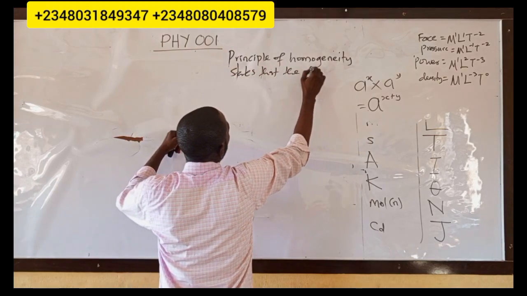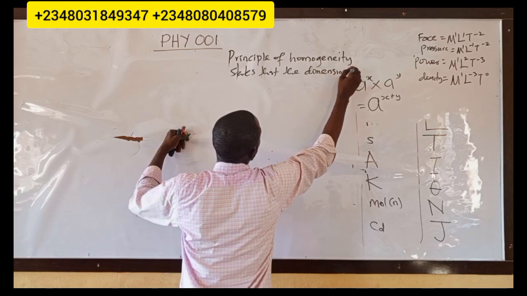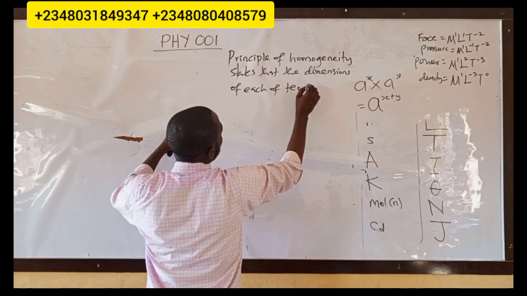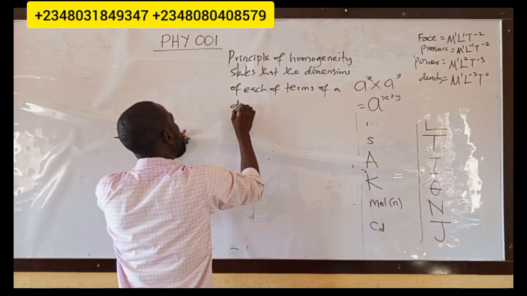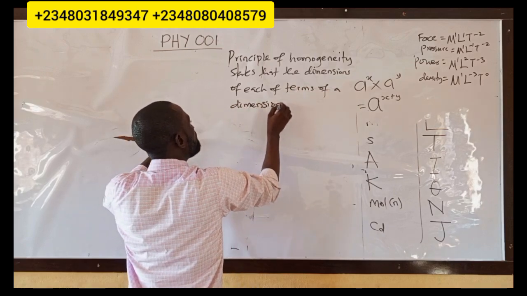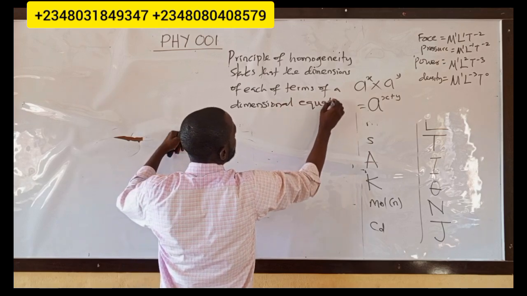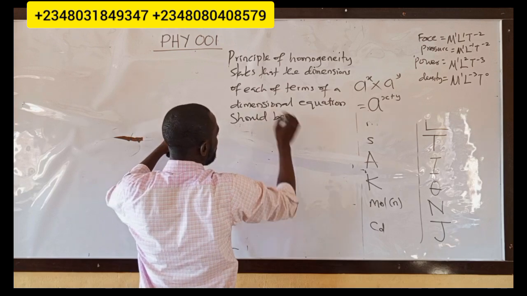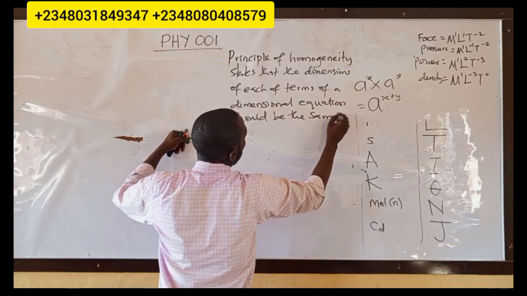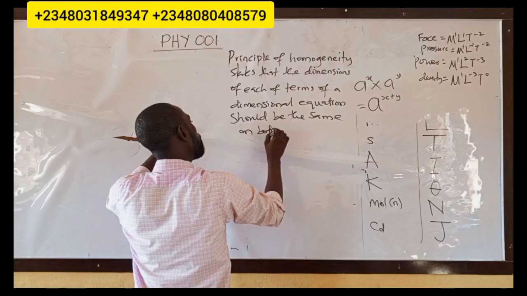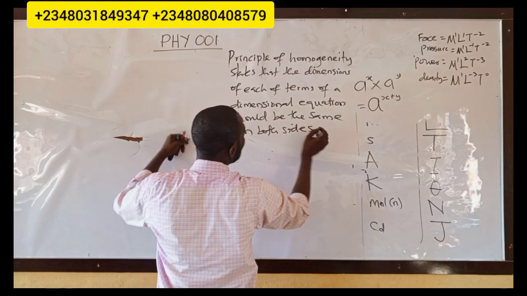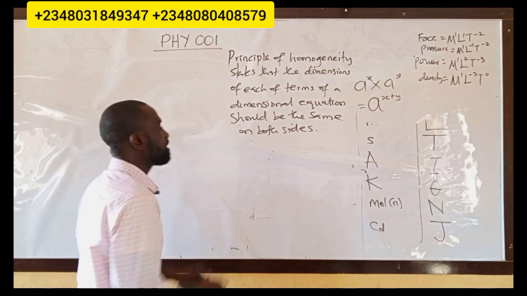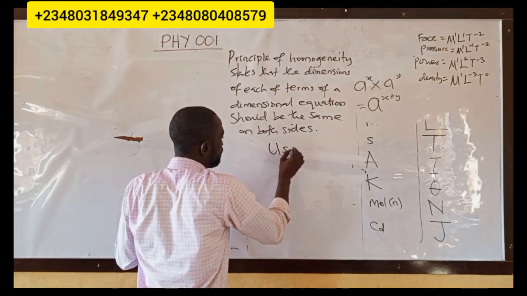the dimensions of each of the terms of a dimensional equation should be the same on both sides. This thing is very interesting. We are going to use this one to discover many things under dimension. So the first one is the use of dimension.